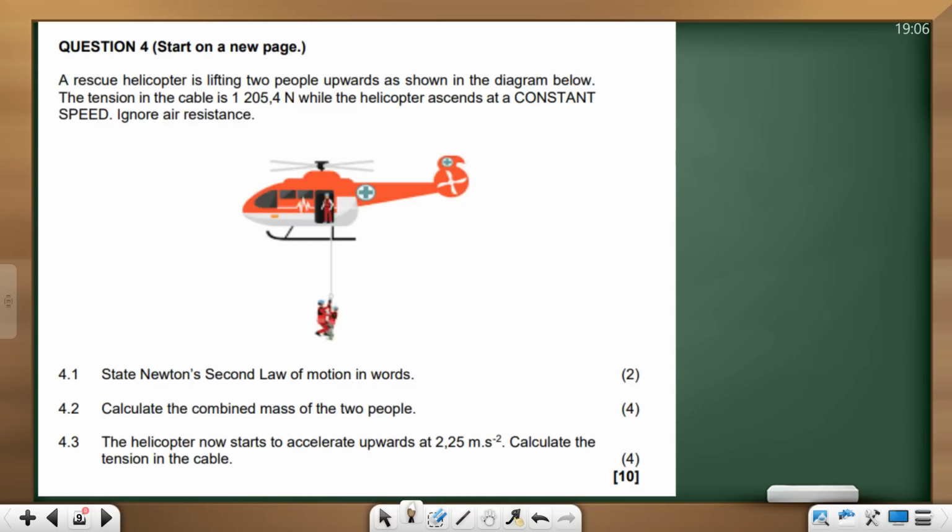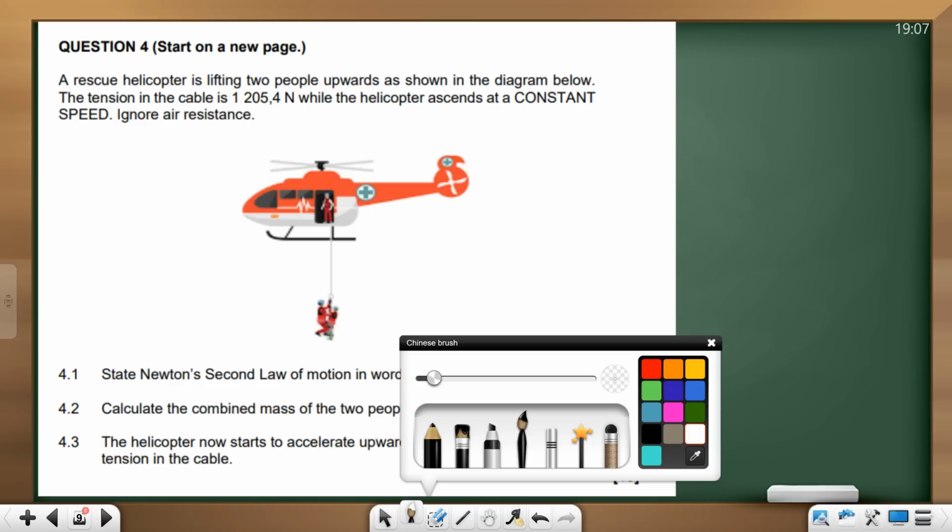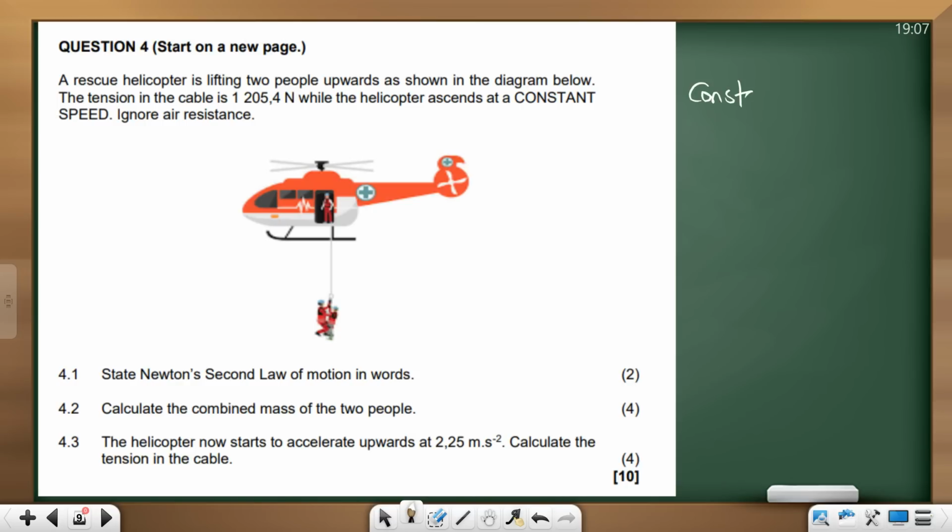Okay, I think I got something nice next. 10 marks. Let's quickly walk through. A rescue helicopter is lifting two people upwards as shown in the diagram below. The tension in the cable is 1205,4 newtons, while the helicopter ascends at a constant speed. What do we know about constant speed? Beautiful. At constant speed, acceleration is equal to 0.